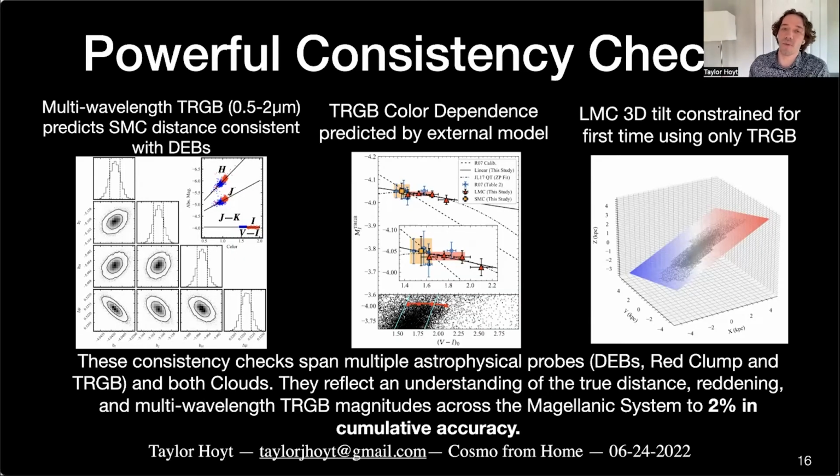Together, these consistency checks span multiple astrophysical probes and both clouds. They reflect an understanding of the true distance, reddening, and multi-wavelength TRGB magnitudes across the Magellanic system to better than 2% in cumulative accuracy. That is, if one of these components of this cross comparison was shifted, say the TRGB calibration to match what the SH0ES team advocates for the TRGB zero point, then the other two would become completely inconsistent with the TRGB. So there's no room to shift the TRGB zero point by any more than 2% in total.